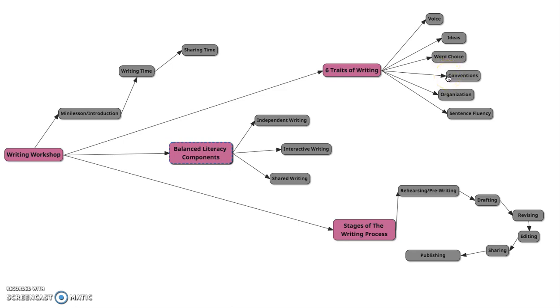Conventions. This includes spelling, capitalization, punctuation, usage, grammar, and paragraphing, and it usually happens during the editing stage of the writing process. Organization. When organizing a piece, the writers should separate their thoughts into different paragraphs using smooth transitions. And lastly, sentence fluency. This teaches students how to make their writing flow smoothly from word to word, which helps the reader comprehend the writer's thoughts and ideas more easily.